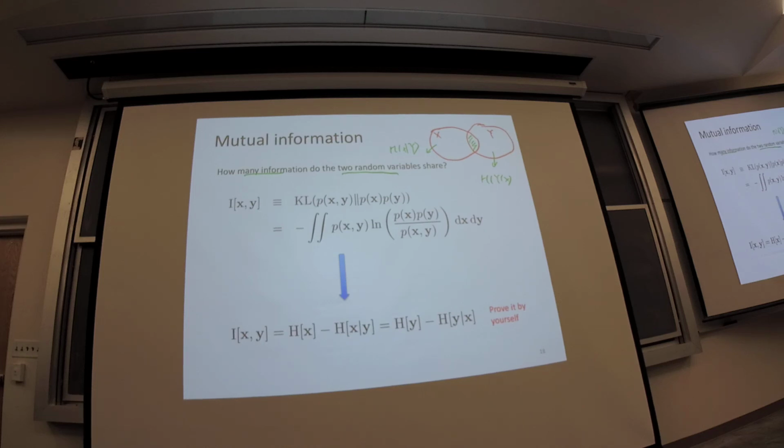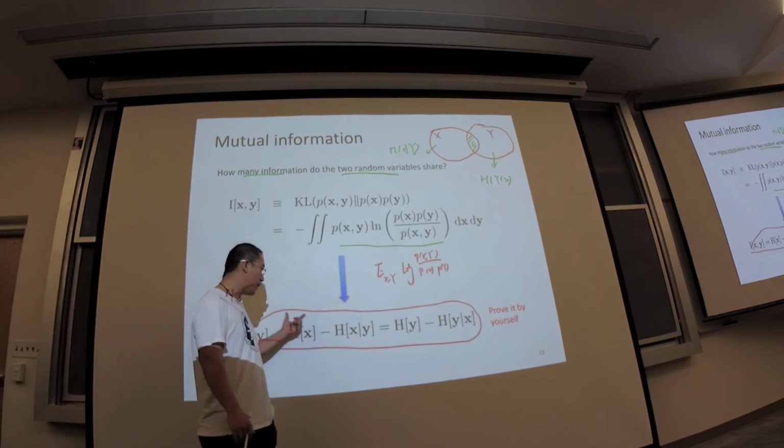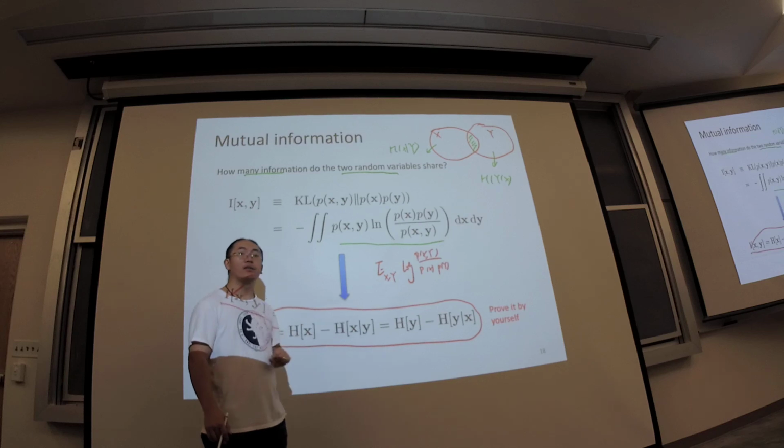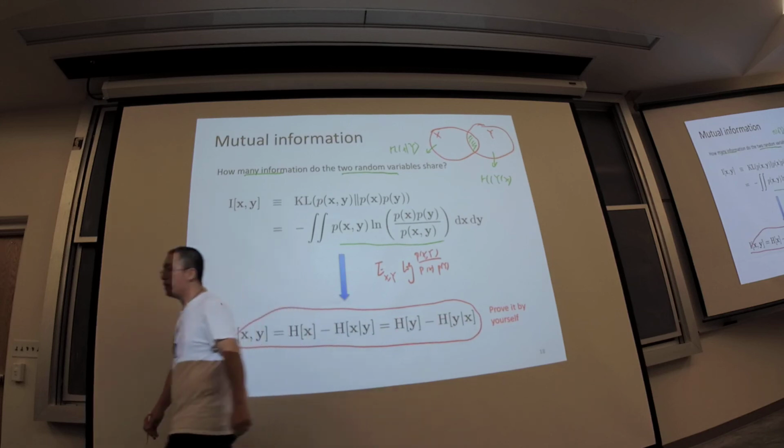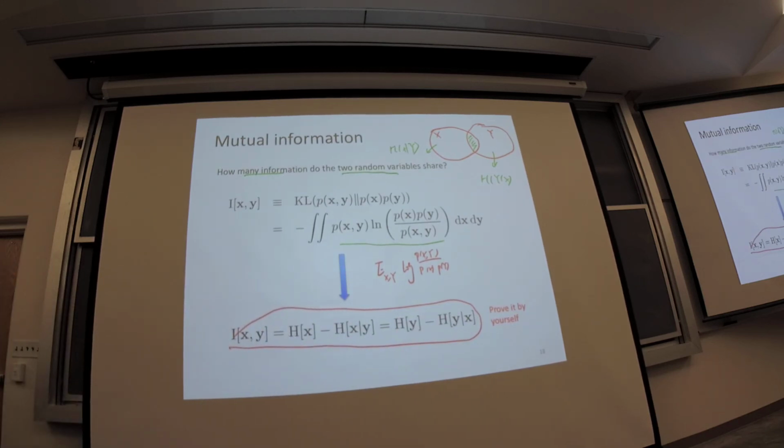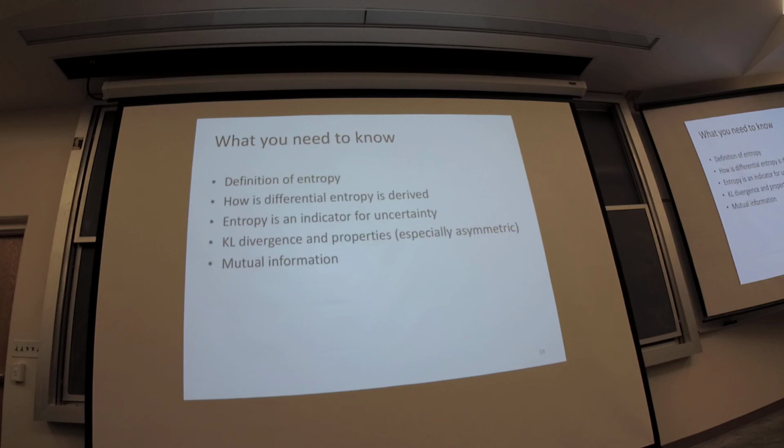So basically, it is the expectation over xy of the logarithm of the joint probability over the product of the marginal probabilities of x and y. And you can also show that the mutual information is equal to H(x), the entropy of x, minus the conditional entropy, or the entropy of y minus the conditional entropy of y given x. And I link the proof as access for you.